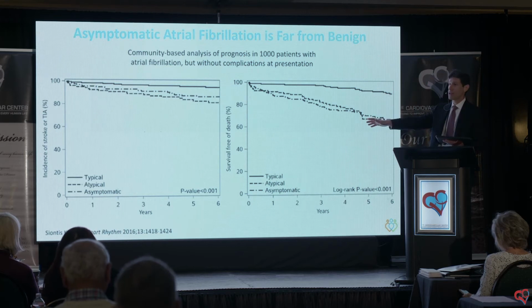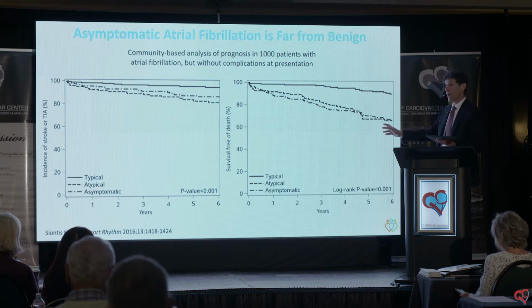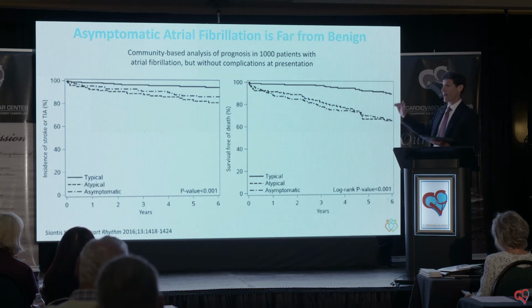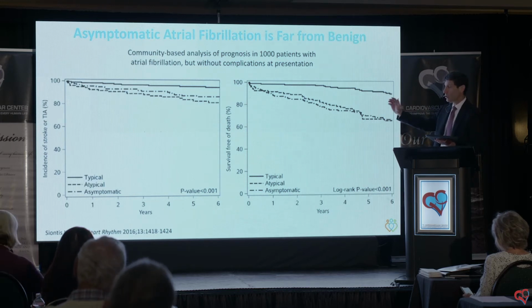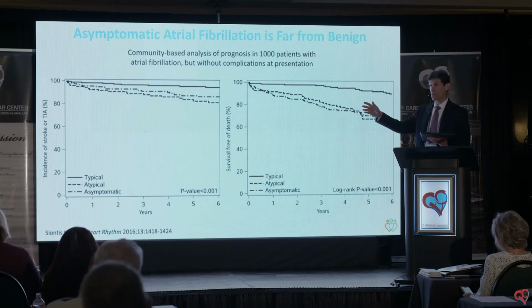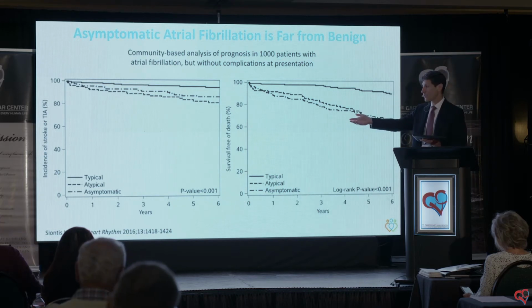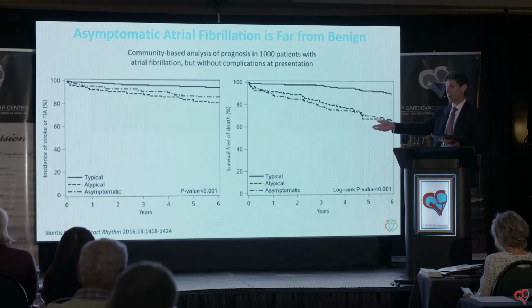On the left-hand side, you can see the incidence of stroke or TIA. On the right-hand side, this is survival free of death. So you want to have your curve higher up, closer to the 100%. And it looks at people with atrial fibrillation with typical symptoms, those with less typical symptoms, and the asymptomatic population.